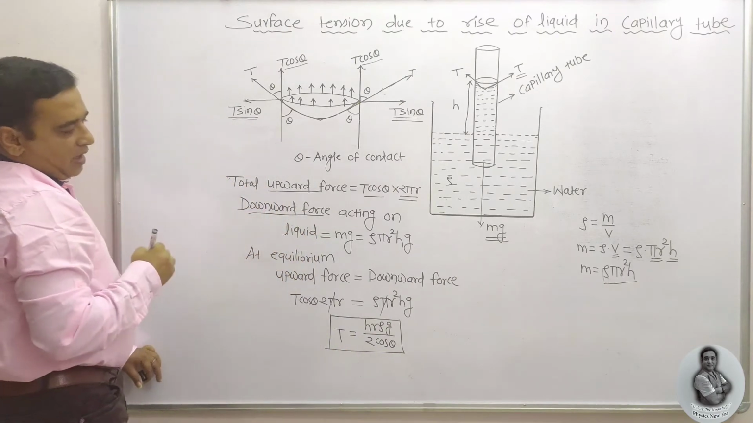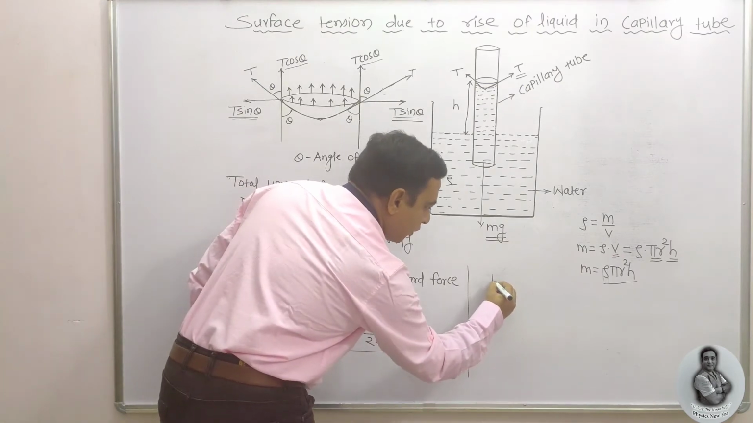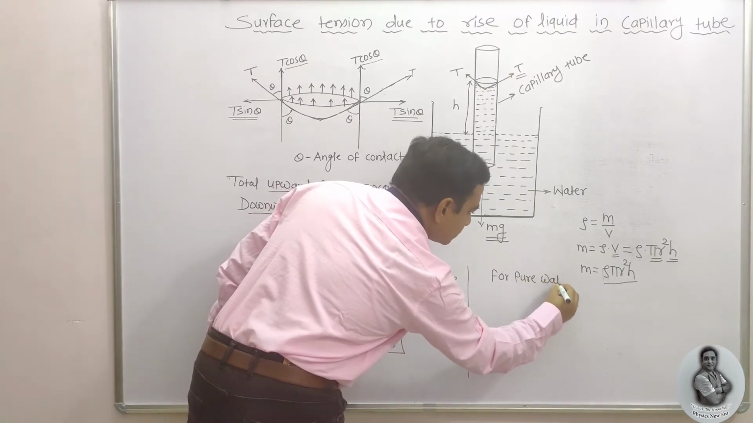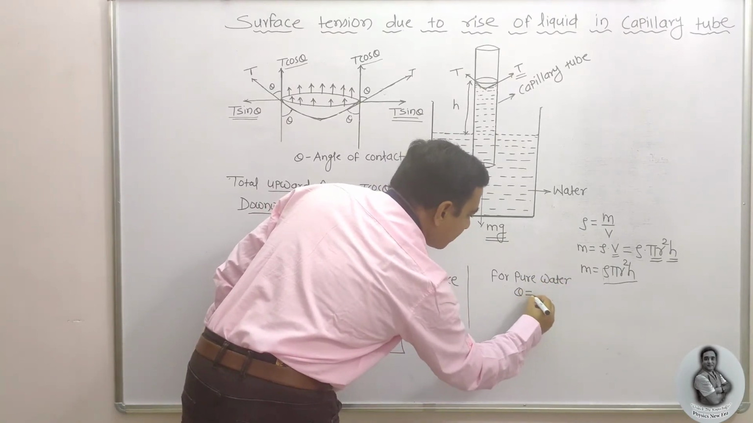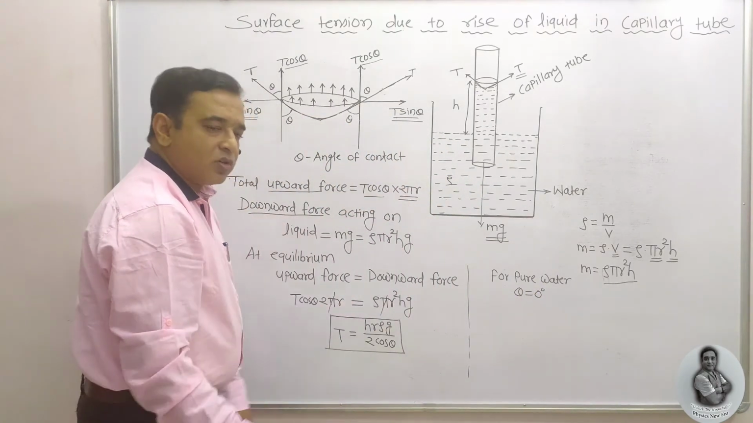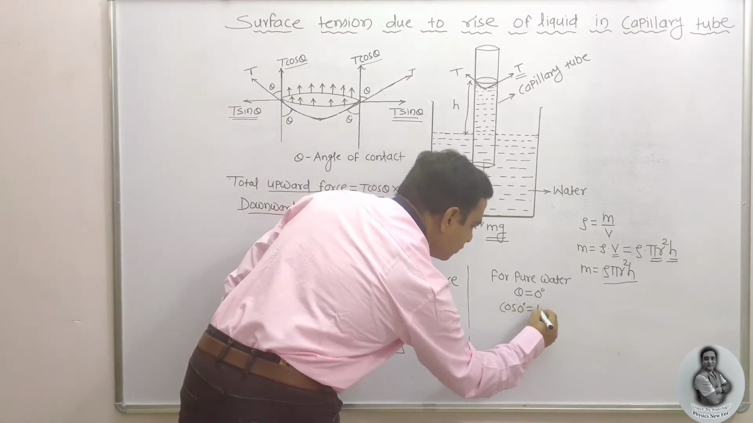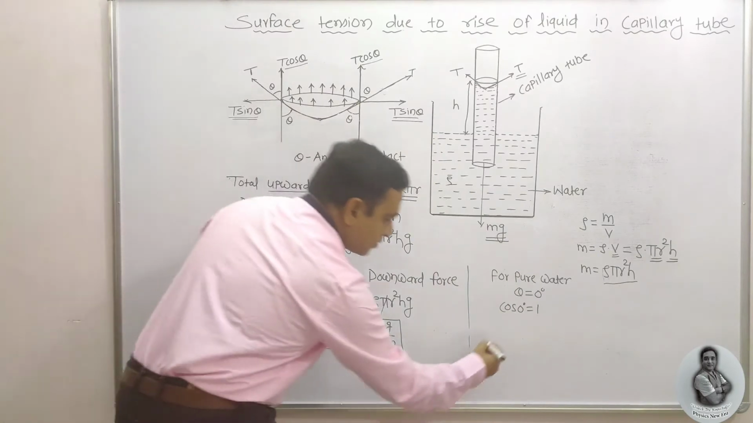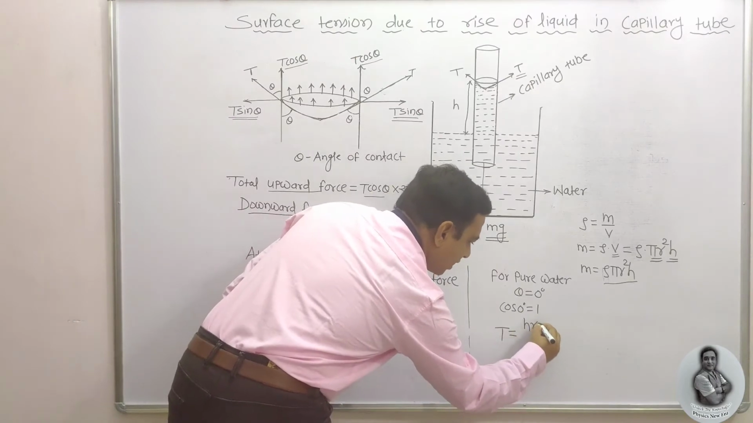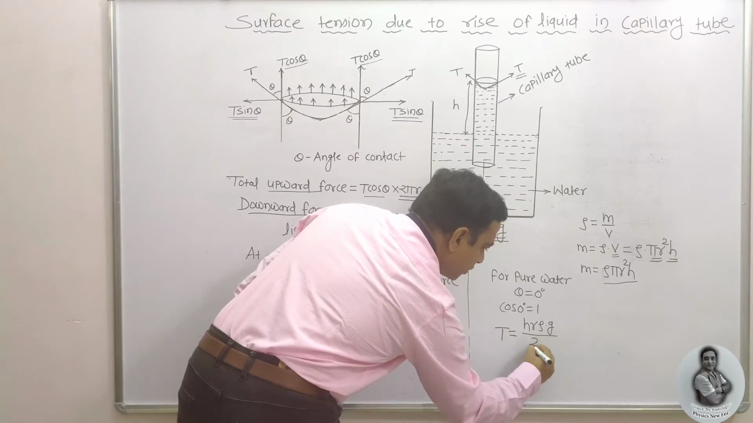But when I need to consider pure water, theta, the angle of contact, is equal to 0, and at that time cos of 0 is equal to 1. Cos of 0 degree is equal to 1. And this equation becomes T is equal to h r rho into g upon 2.